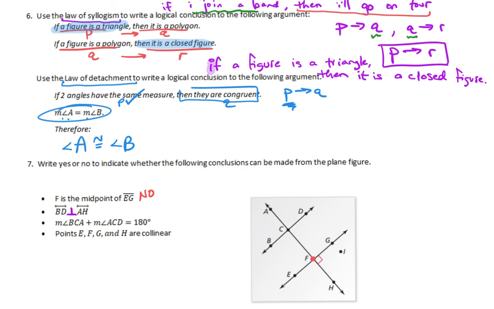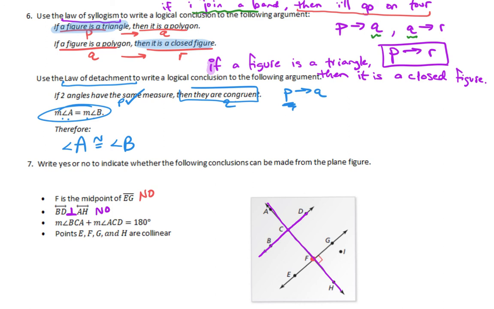All right. BD is perpendicular to AH. So for it to be perpendicular, I've got to see the magical symbol. And that's just not true. For it to be perpendicular, I would have to see a 90-degree angle there. So there's no 90-degree angle, so I can't identify if that's true or not.